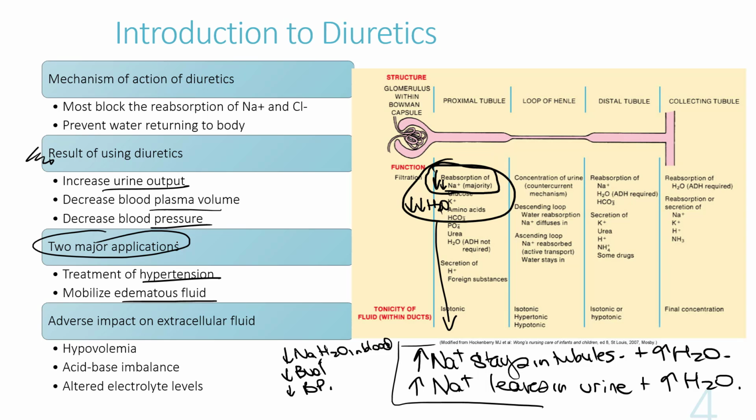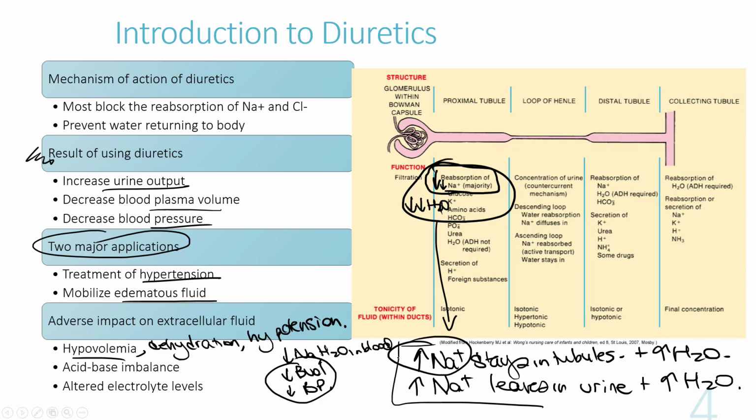However, there are some adverse effects. One of the adverse effects is that when the blood volume drops too much, it can end up with hypovolemia, it can end up with dehydration, and the patient can also end up with hypotension.